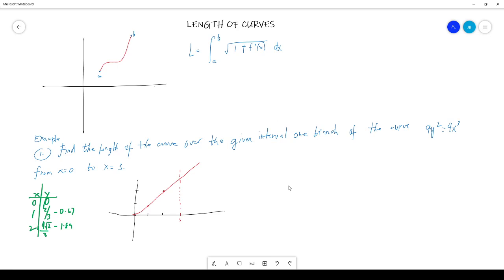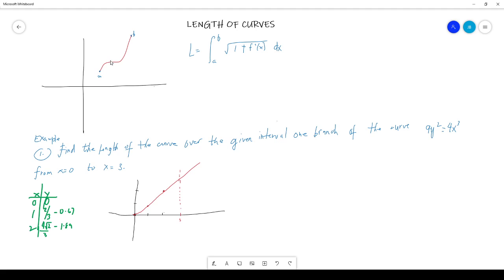Hello, today we are going to talk about the length of curves. Here in this graph, we can see a curve, right? So our goal is to find the length of it. Our previous topics talked about finding the plane area or finding the volume of the points given. So this is different. Now we are going to find how long is the curve.